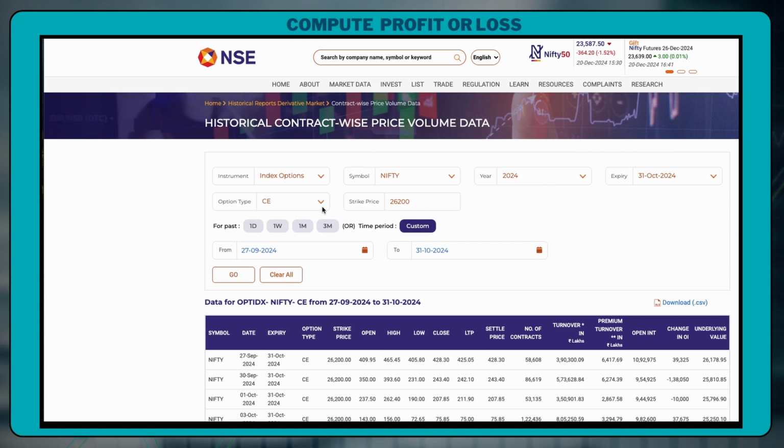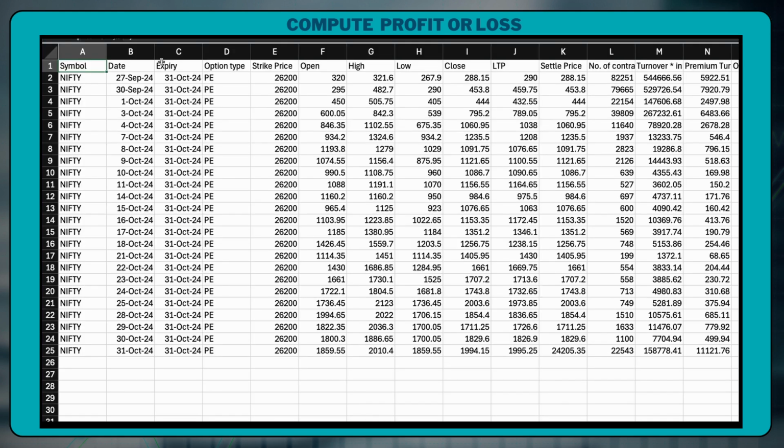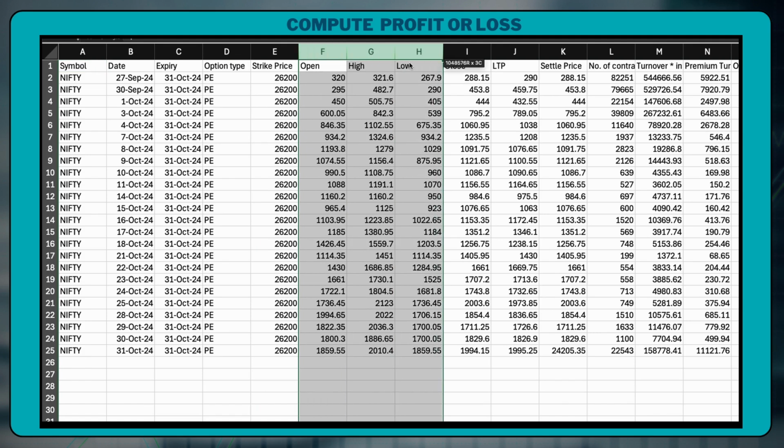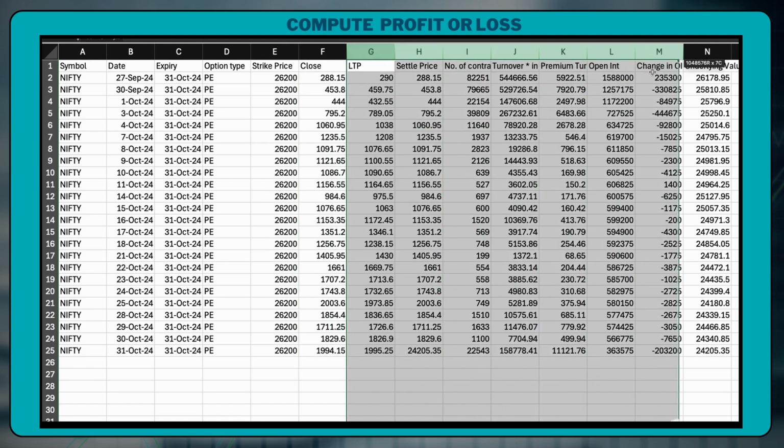Go back to the same web page and just change the CE to PE and keep the rest unchanged. Now download the data and retain only the symbol, date, expiry, option type, strike price, close and the underlying value. Delete the other columns and rename the close as premium. Now let us compute the daily profit or loss of the buyer of the put option.